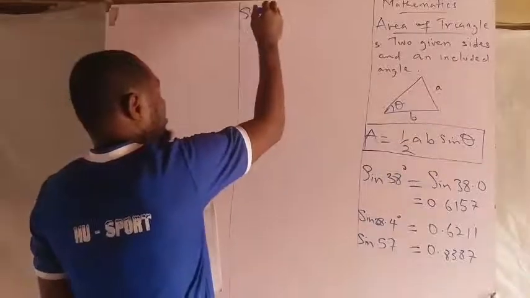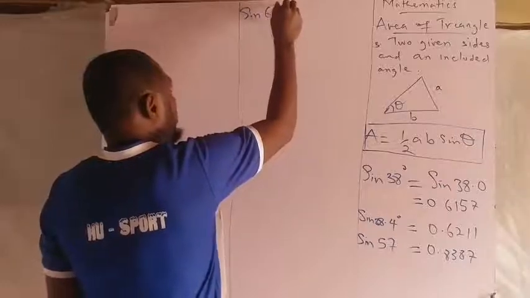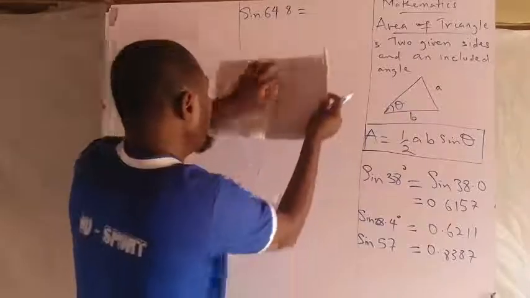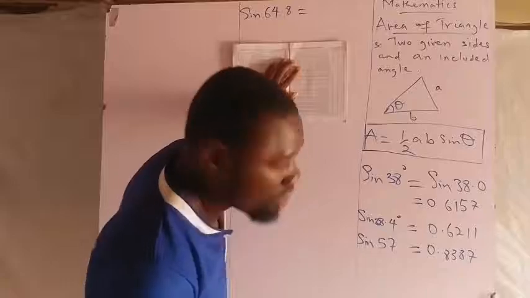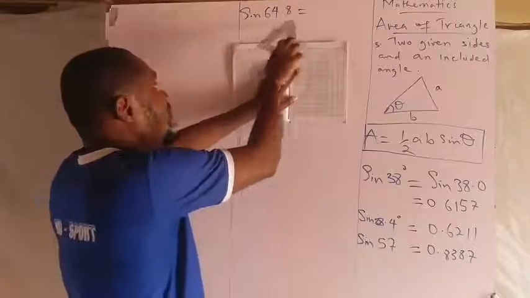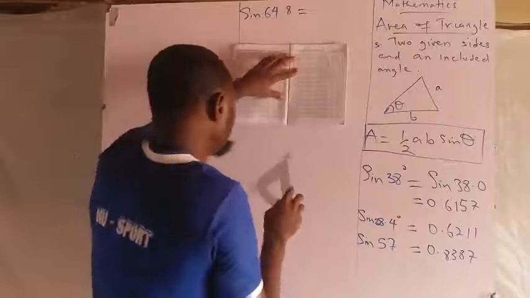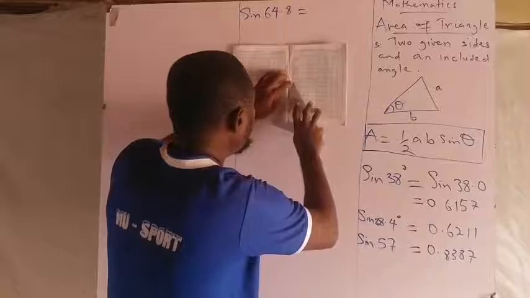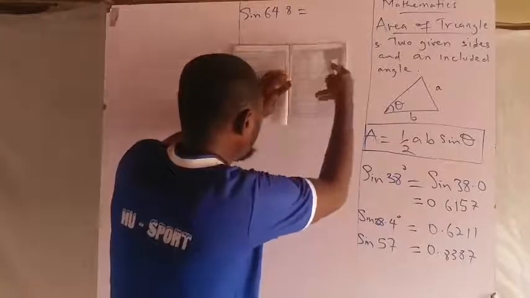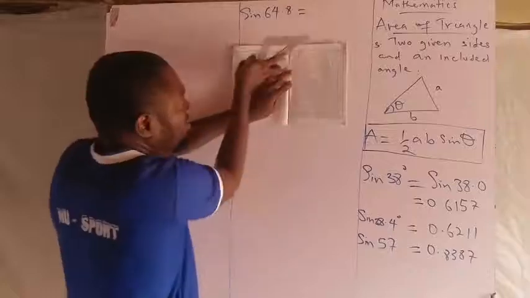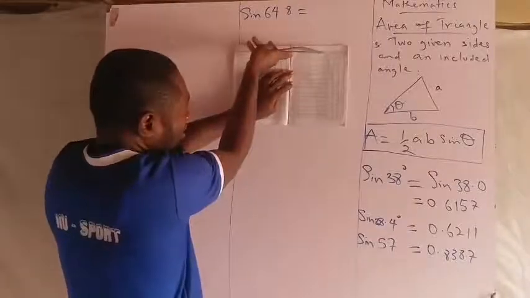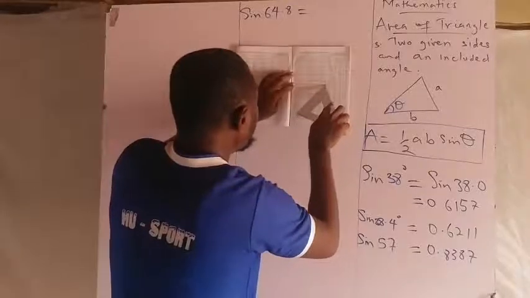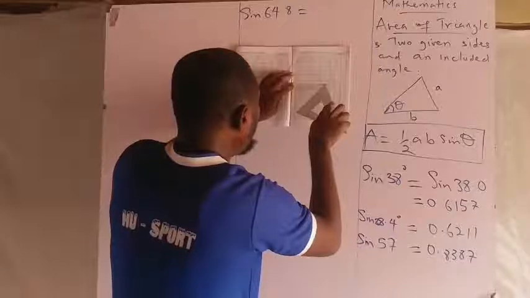Now let's see if we can do another example. Let's check for sine 64.8. So I'll be checking for 64 under 8. What you do is, you go to where you have 64. This is 64. Trace it to where you have 8 standing. Look at point 8. So trace 64 under 8.